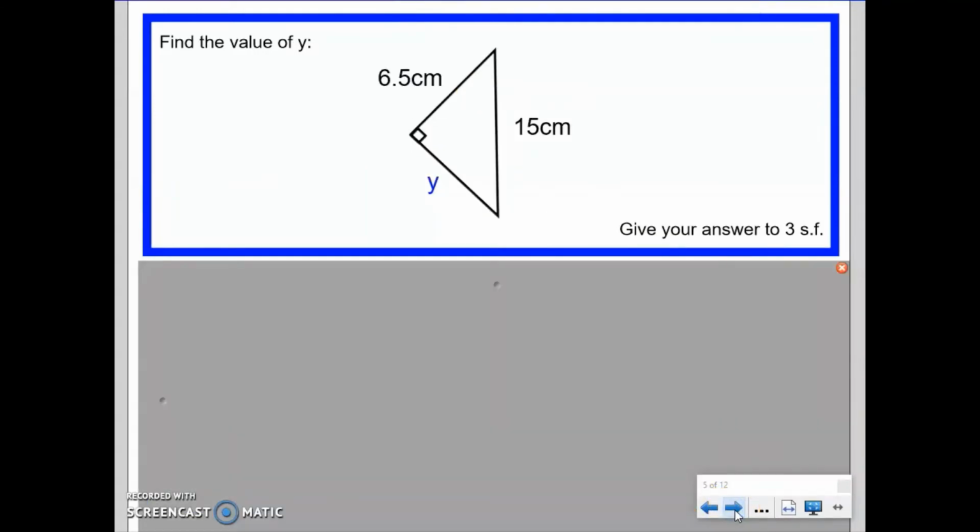Again, feel free to work ahead of me in this example if you're understanding how to present your work. When you are answering the questions, you will need to show full working out, a full written method. This time I'm asked to find this length here. We know 15 is the hypotenuse. That's going to be labeled C because it's opposite the right angle and it's the longest side of the triangle.